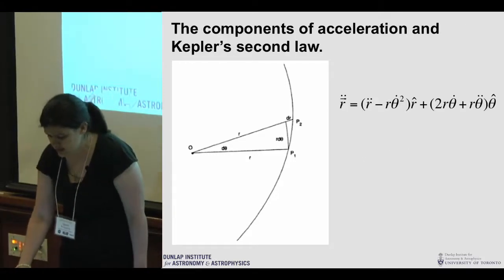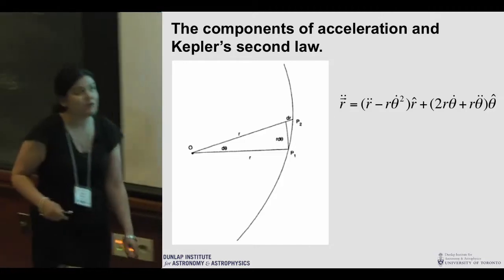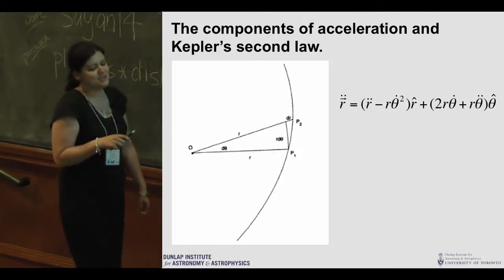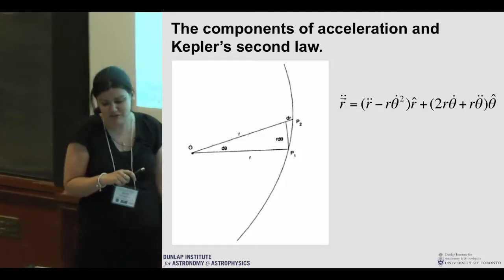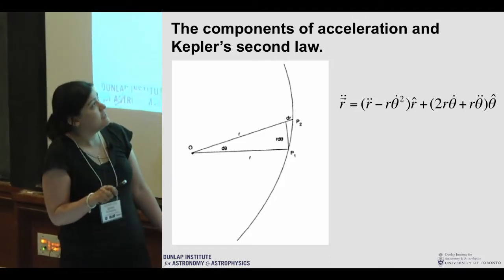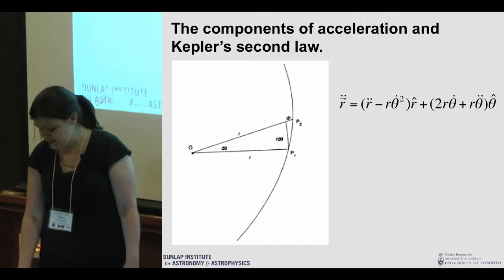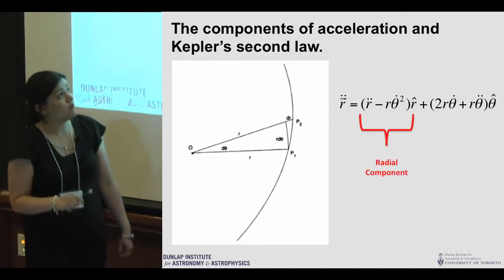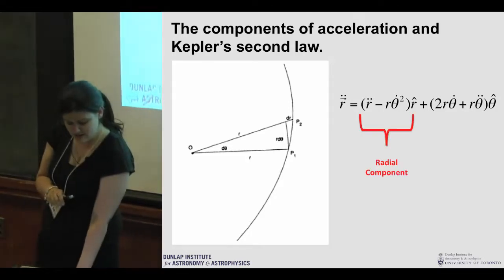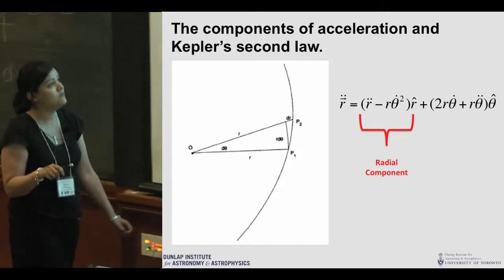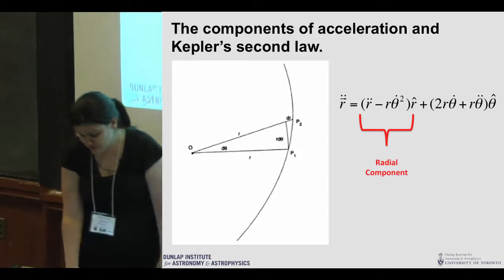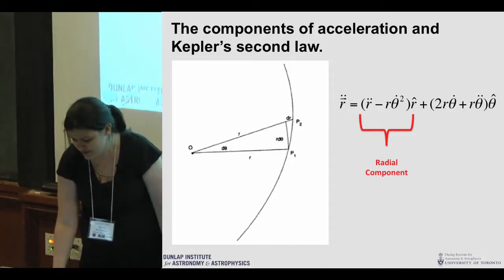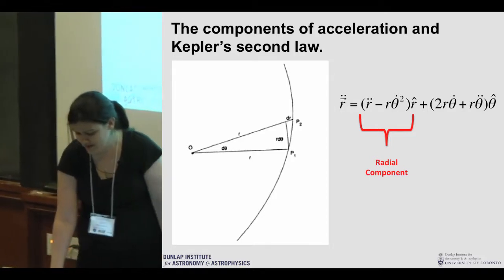And now if we look at, instead of the velocity, the acceleration, we can finally get to one of Kepler's laws and actually derive it. So here, if you take the second derivative, this is the acceleration of the planet. And this is the radial component of the acceleration, and this is the transverse component. So I'm doing this for a reason, I promise. You have these two different components of the acceleration. Let's look at this again.